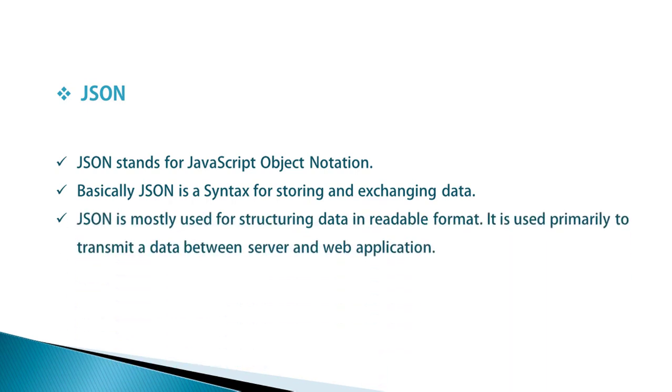JSON is mostly used for structuring data in readable format. It is used primarily to transmit data between server and web application. We can convert any JSON data to JavaScript object and send to the server, and convert JavaScript object into JSON and transmit it to the web server.